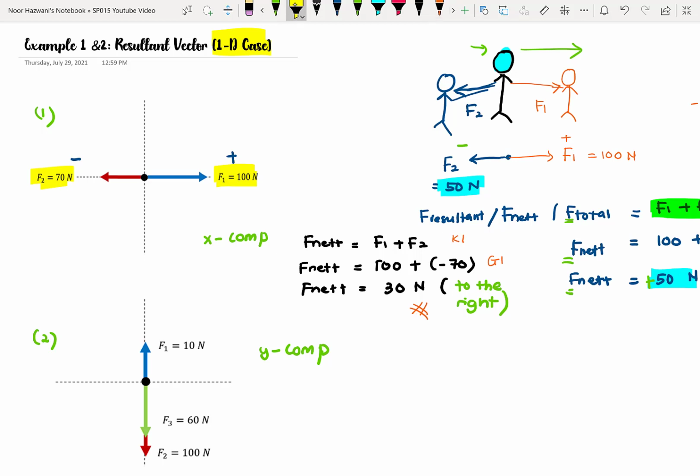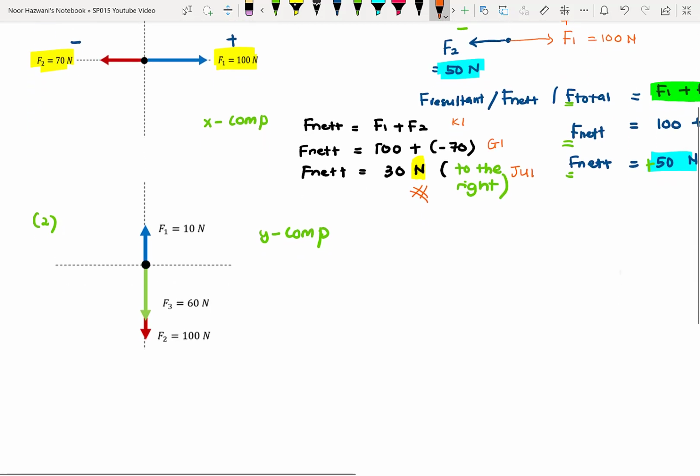And then, jangan lupa final answer mesti kena ada unit. Kalau jawapan you betul, you just write down as 30, but then Newton, you tak tulis, you akan kehilangan markah. Yang ini kita panggil jawapan akhir, kita tulis sebagai JU1. Maksudnya apa? Jawapan unit 1. Okay, let's move to the next question.